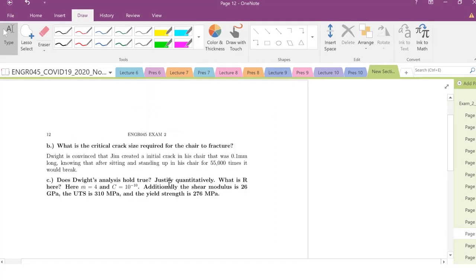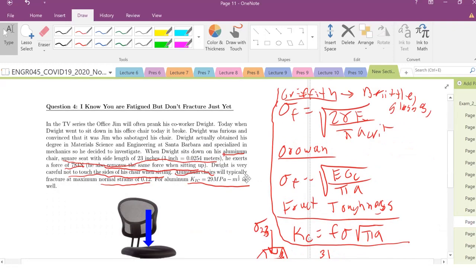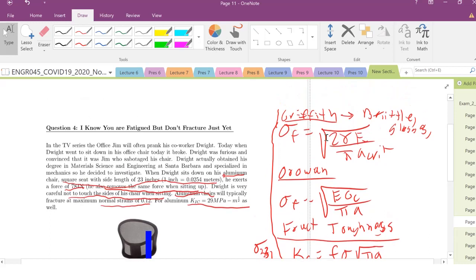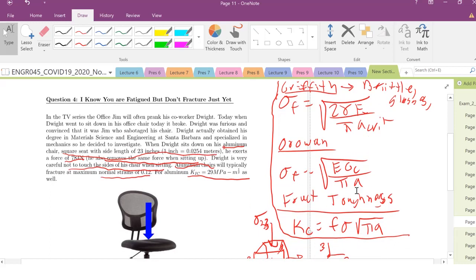What is the critical crack size required for the chair to fracture? This is the critical crack size required for the chair to fracture given the load, or the stress, that we're applying. That is just Dwight simply sitting on the chair and having it fracture. So we're trying to figure out, for that given stress, sigma 33, what's the critical crack size required for a fracture? If we look up here, we have these 3 equations for how to figure out our critical crack size: Griffith, Orowan, and fracture toughness.